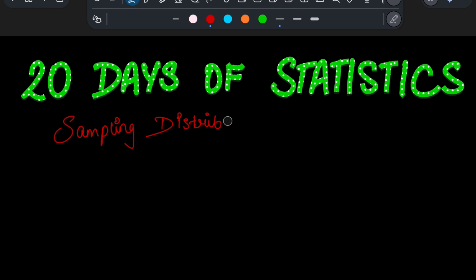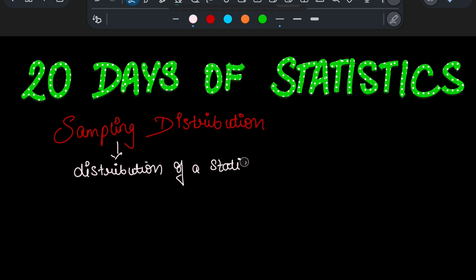The sampling distribution is nothing but the distribution of a statistic. Think of it like this: take a sample, compute the average, take another sample, compute the average, and repeat this many times. Now plot all these averages, and the distribution you get is the sampling distribution of the mean.